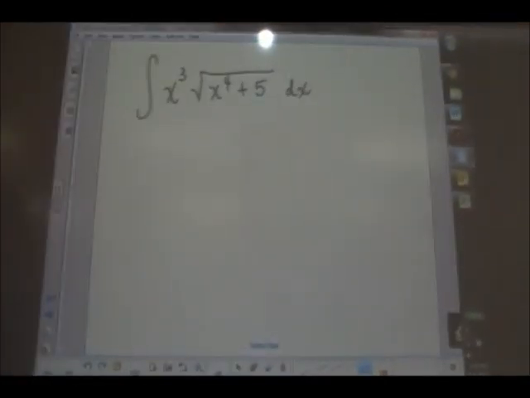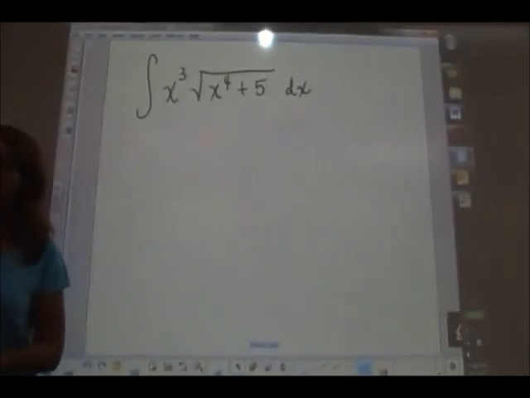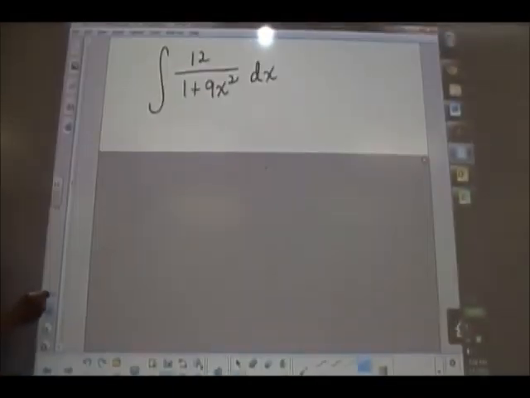Last one. I think. Let me check it. Oh yeah, this is the last one.